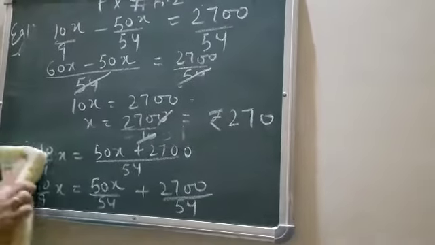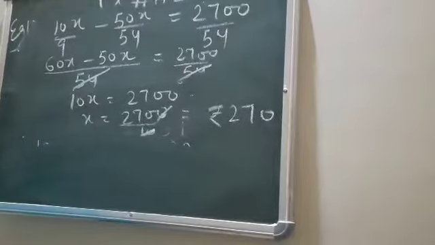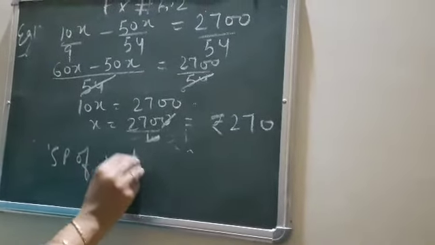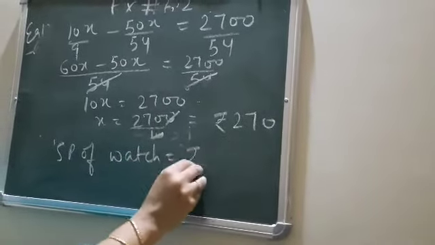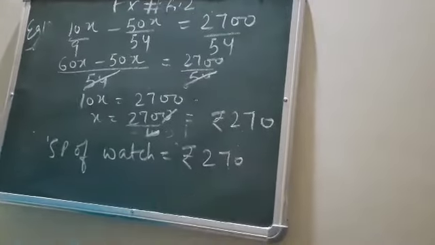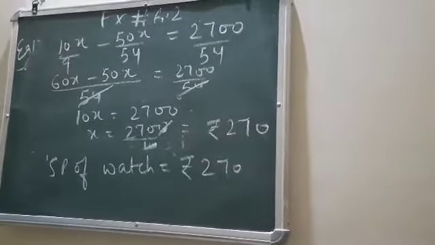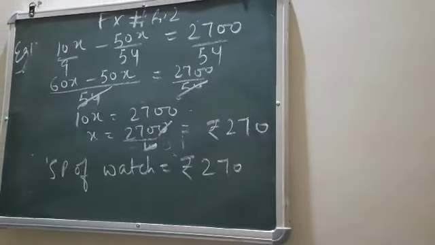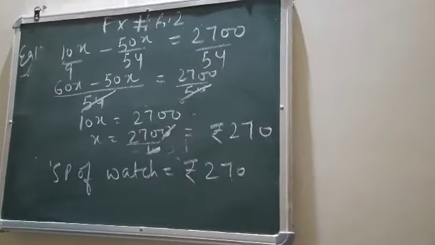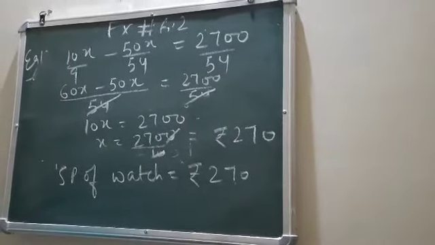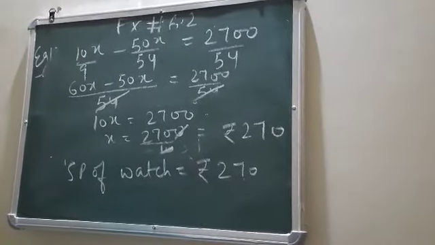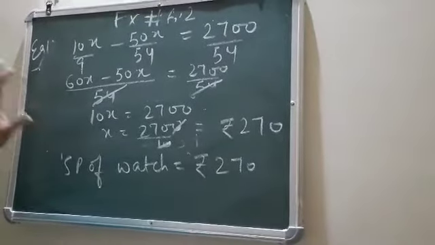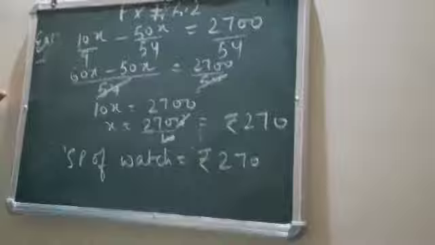So what is your SP? SP of watch is 270 because we considered SP of watch as x only. So your answer is 270. For this question, just you have to take care while doing the calculations. So be very careful while doing calculations for this particular question. Now all the examples of this exercise we have done. So rest of the questions of the exercise are all based on these 12 examples which we have done.